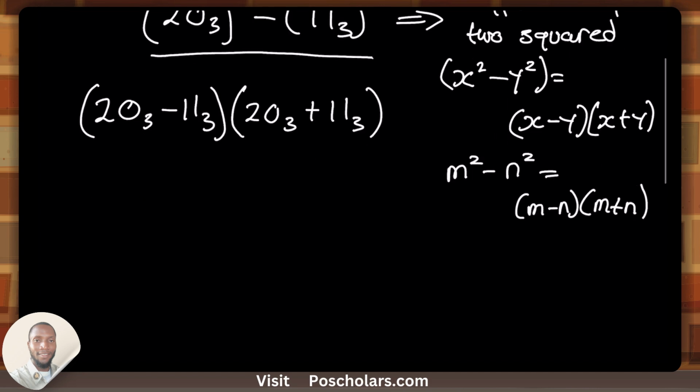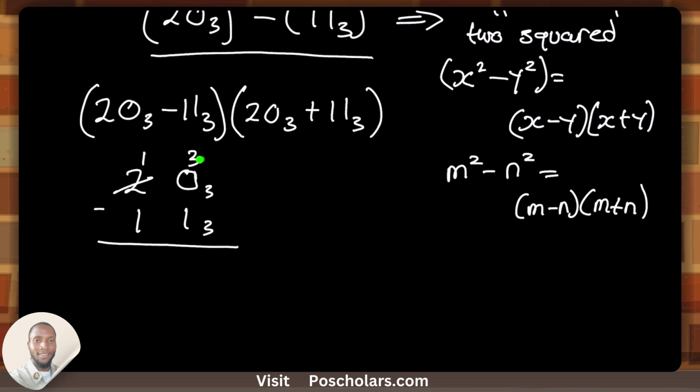Now let's solve for the first one. The first one says 20 base 3 minus 11 base 3. I taught you how to subtract in number bases. You can check my videos. Now 0 minus 1 is impossible. You borrow 1 from 2, it's left with 1. The one that you borrowed from 2 takes the value of 3. So you add it to this 0, it becomes 3. Now you can subtract. 3 minus 1 gives 2. Then lastly, 1 minus 1 gives 0. So there's no need to put it because it's insignificant. So the final answer here is 2 base 3.